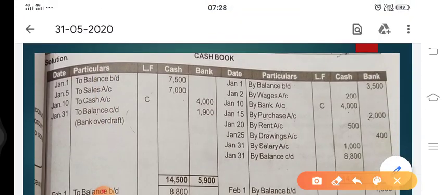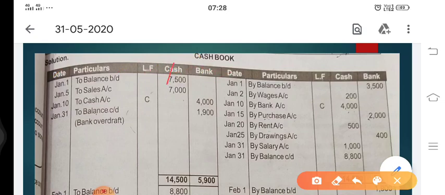In the format you can see date, particulars, LF. This we also had in single column cash book. Here we had an amount column. But as we already discussed, this amount column is further classified into two: cash column and bank column. This is the only difference between single column cash book and double column cash book.